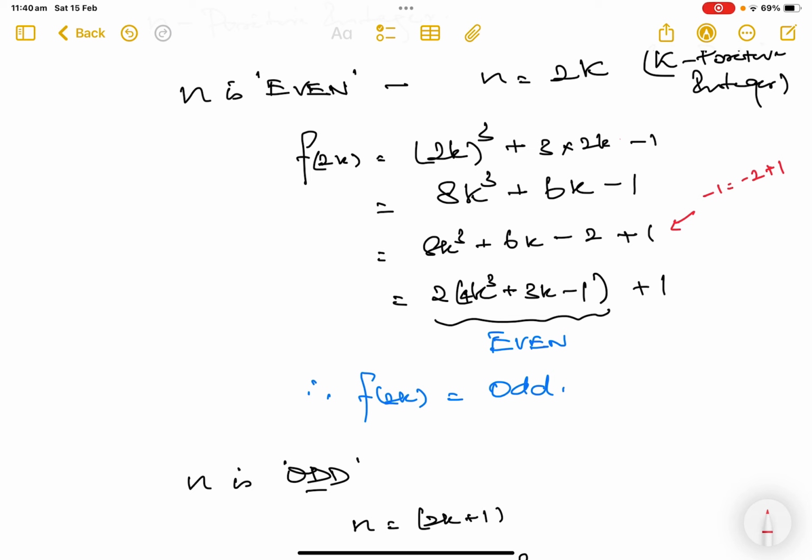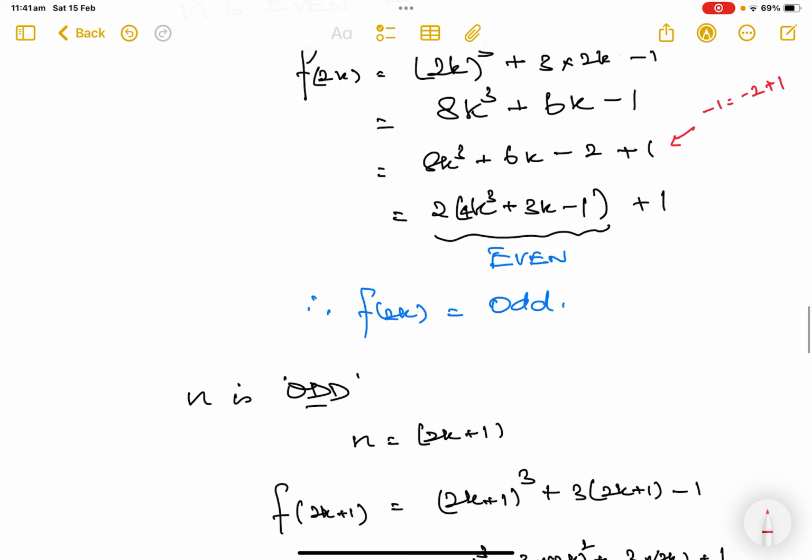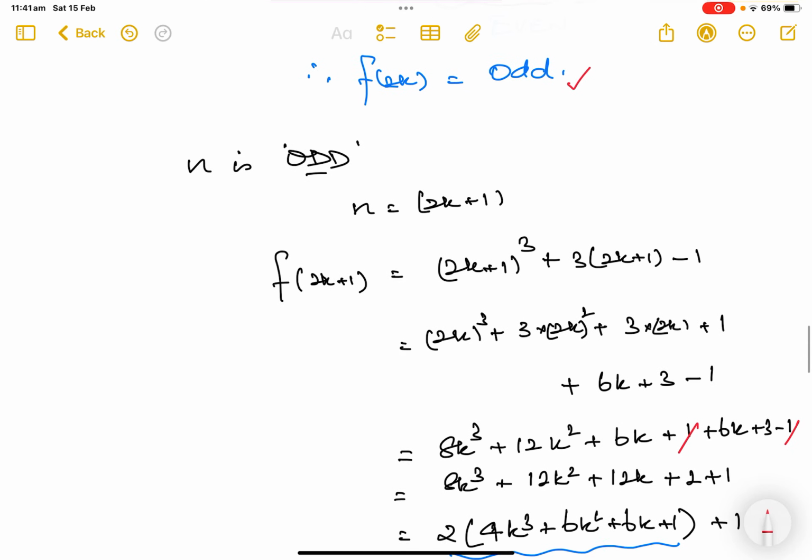Then take 2 out from the first three terms: 2 times (4k cubed plus 3k minus 1), plus 1. 2 times anything is even, so this is even, plus 1. Therefore, f(2k) is an odd number. So now we need to prove it for odd.